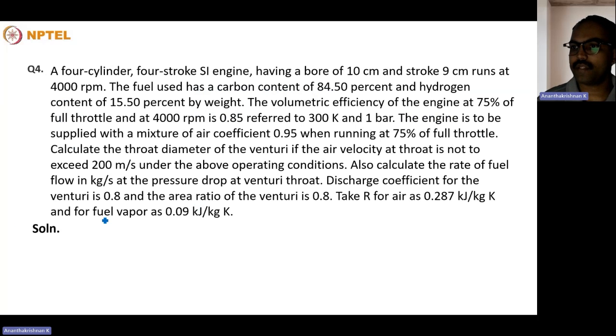Look into the fourth problem. It's a numerical one based on the four-stroke SI engine. I'll read through and I'll try to solve it now.